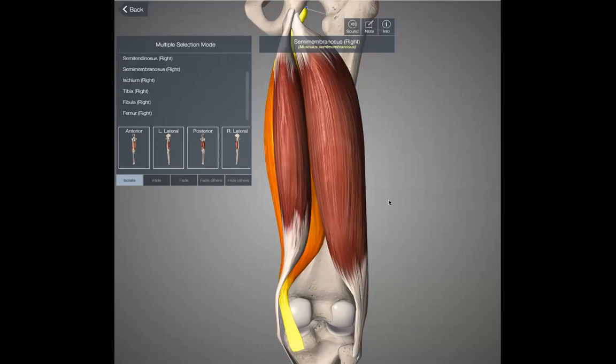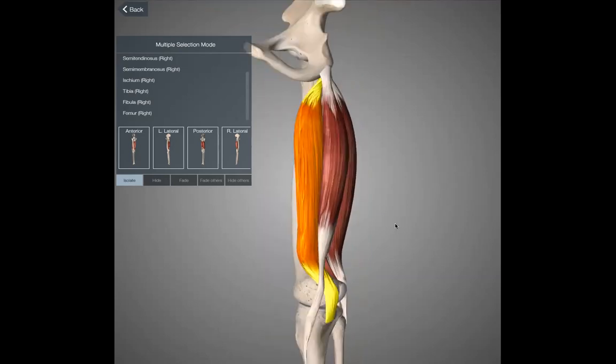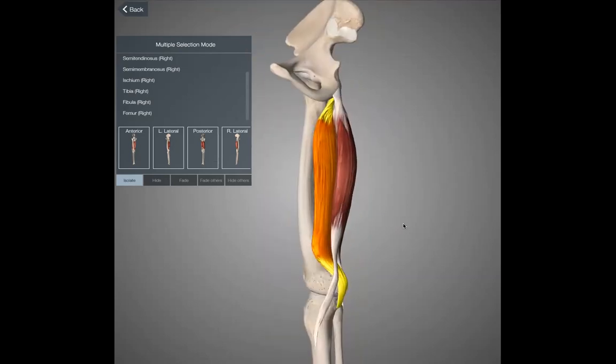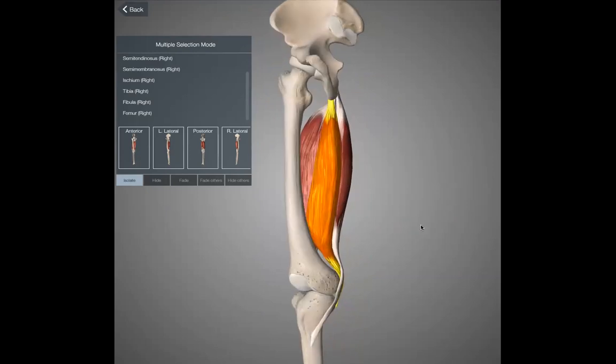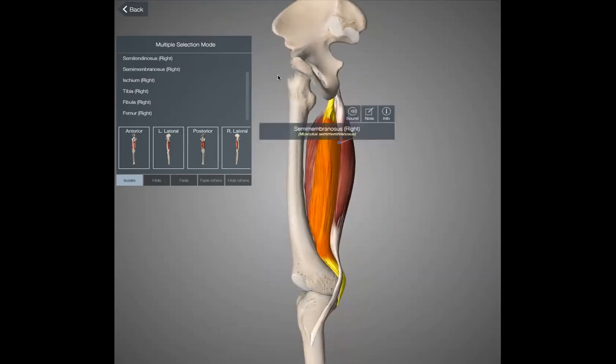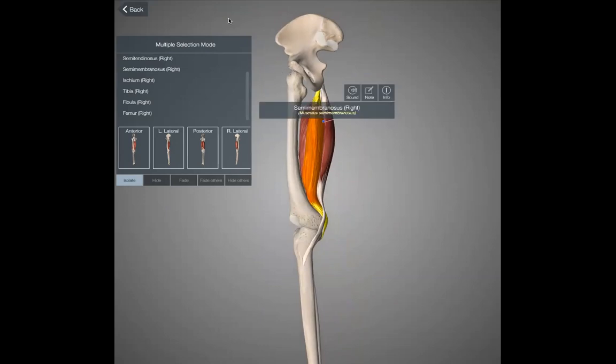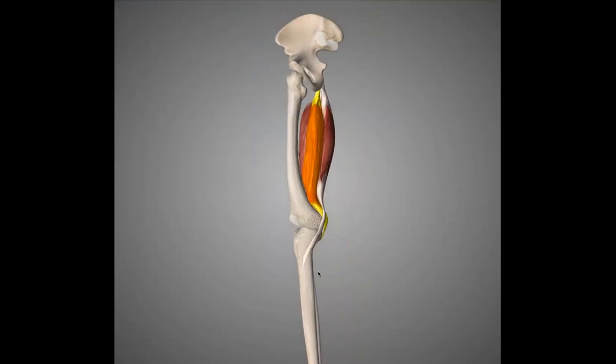What they do is they extend at the hip and flex the knee. When they contract, they cause flexion at the knee. When they relax, they cause extension of the knee.